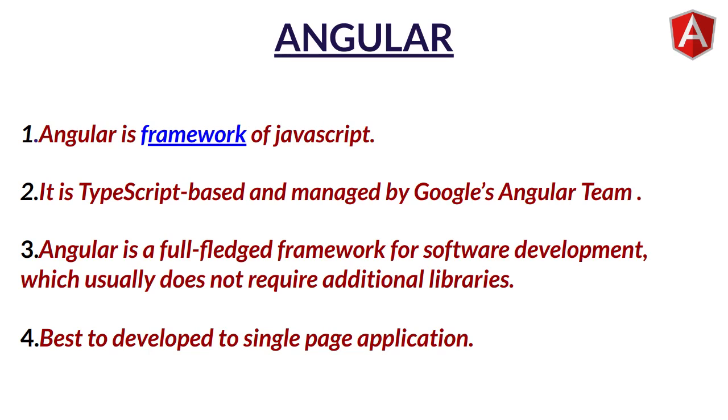For example, if I declare a variable of type integer, then throughout the program the variable will only accept values of type integer. It is not going to accept a string, and it is not going to accept a boolean value. Angular is a full-fledged framework for software development which does not require any additional library. That is, Angular is a complete framework.